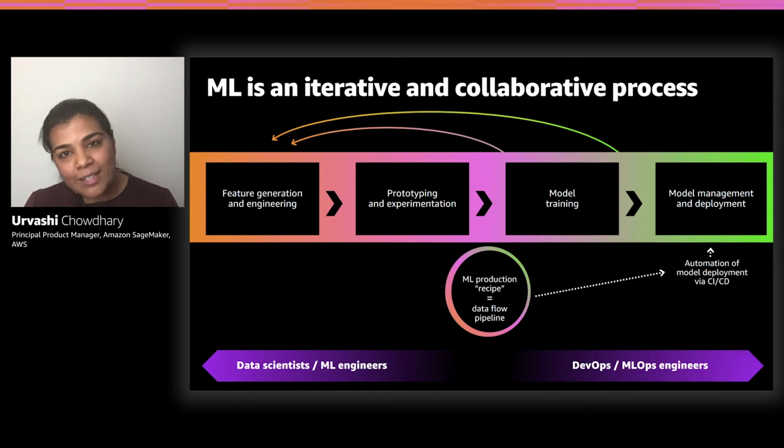This process is not linear. There's a lot of iteration involved, and you have to retrain your models and keep them updated so your models are always accurate and representative of the new data.